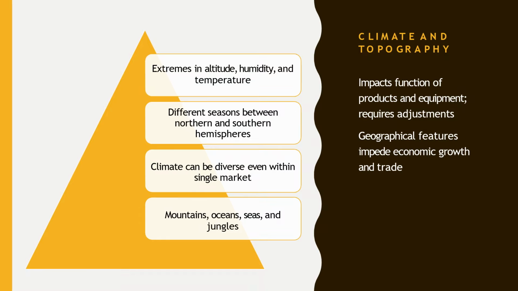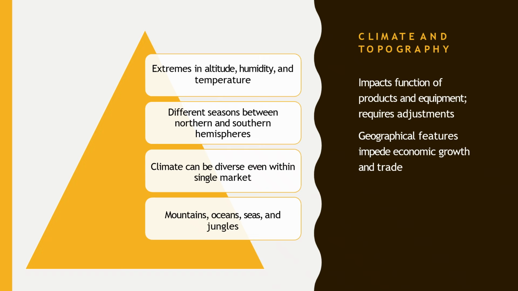Climate refers to the long-term atmospheric condition of a particular region, such as temperature, humidity, and precipitation, while topography refers to the physical features of the Earth's surface, including mountains, plains, valleys, and bodies of water. These factors together determine how society lives, what they produce, and how they trade.